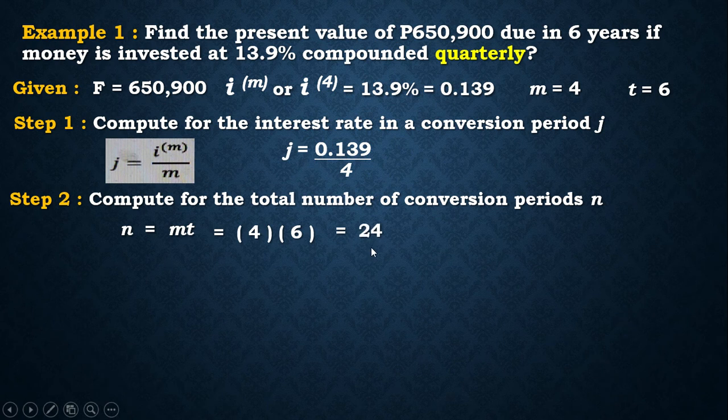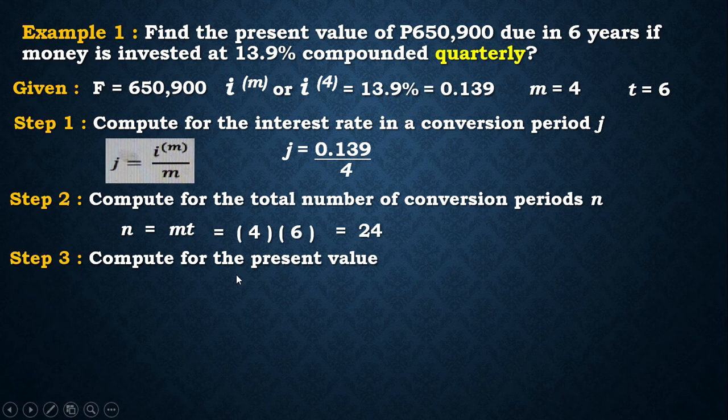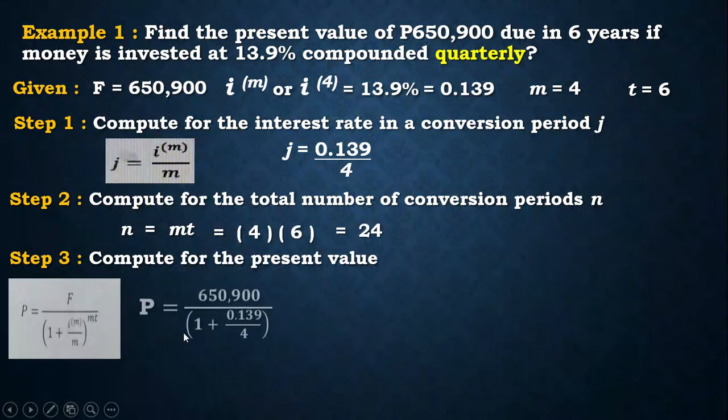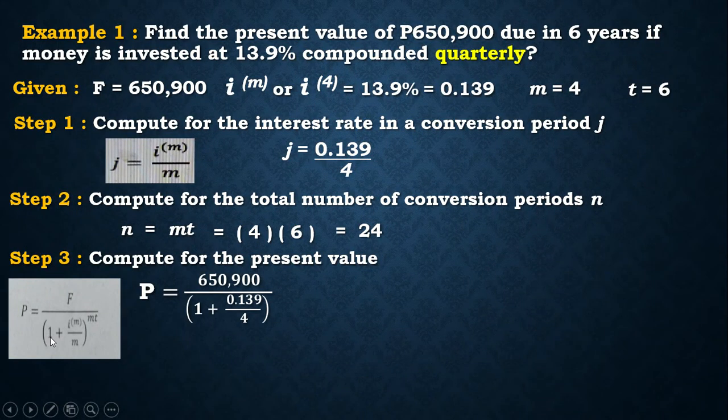Now, let's proceed to step number 3. Compute for the present value. Dadako na po tayo sa pag-solve ng ating present value P at compound interest more than once a year. So we have the formula P is equal to F divided by the quantity of 1 plus the nominal rate divided by the frequency of conversion, raised to the frequency of conversion times the term. So i-substitute po muna natin yung F tsaka itong mga to. Ito pong 1 ay hindi po dapat binabago.